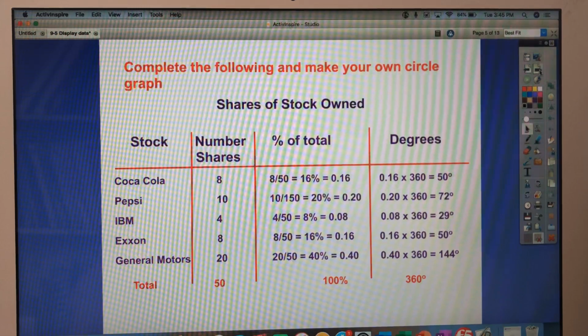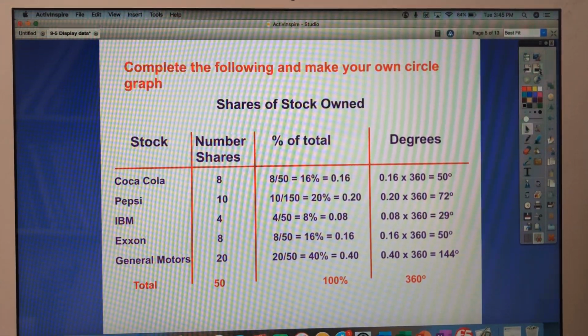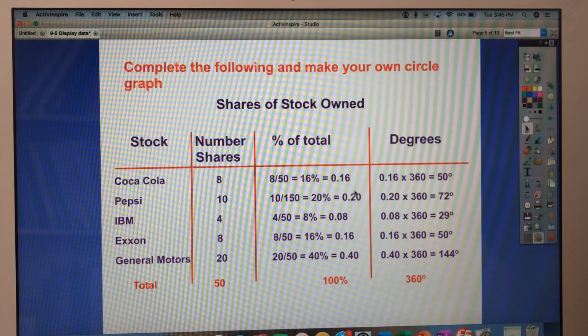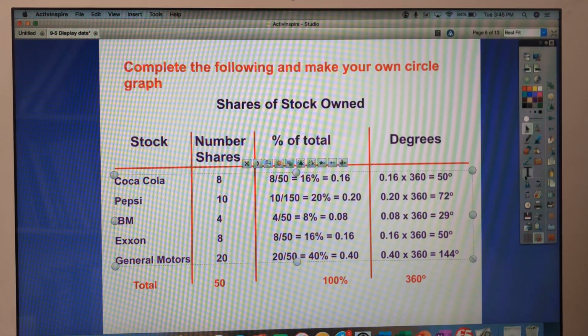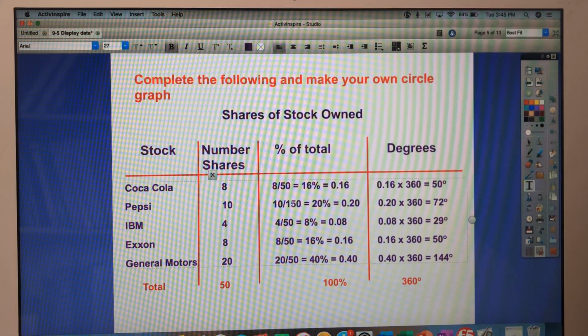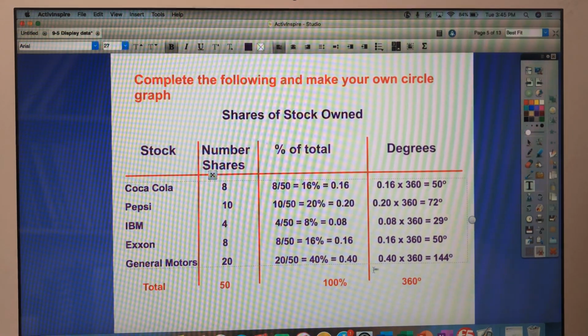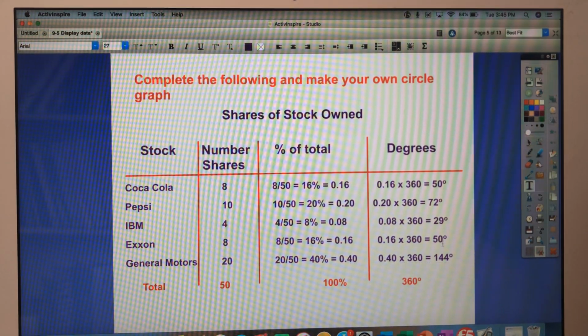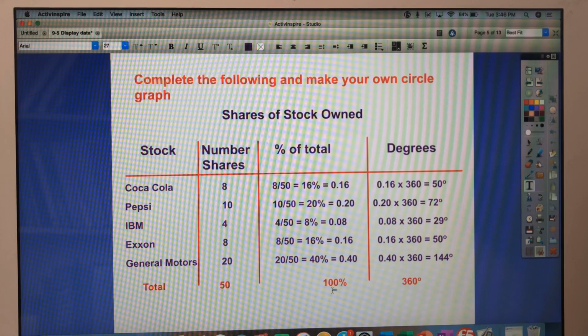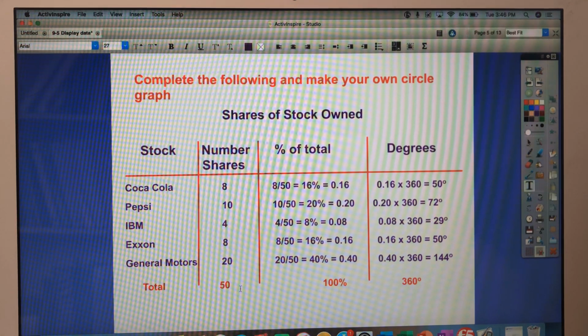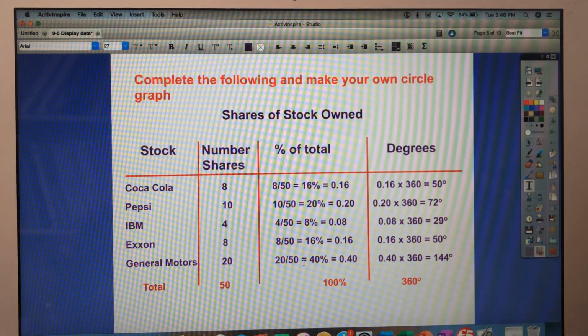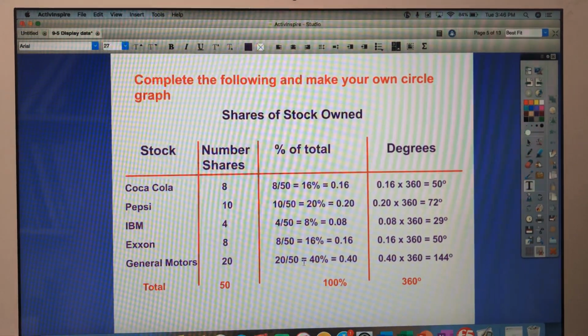Here are the answers. I took each number of shares divided by total. Again, I see I made a mistake. This would be 50, not 150. My percentages are correct, however. My degrees will add up to 360 degrees. My percentages will add to 100%. So I know that I have accounted for everything. It's all there.